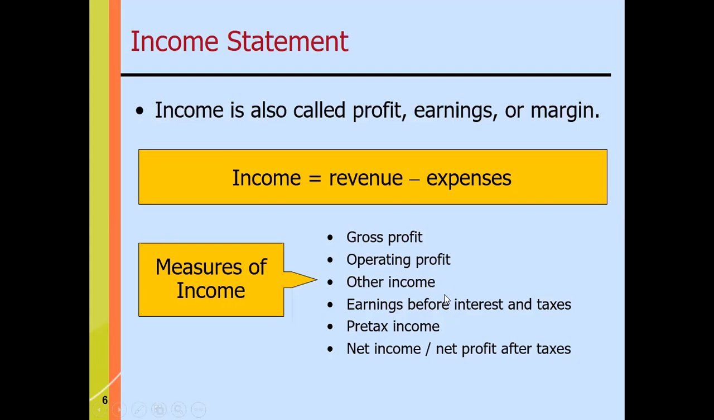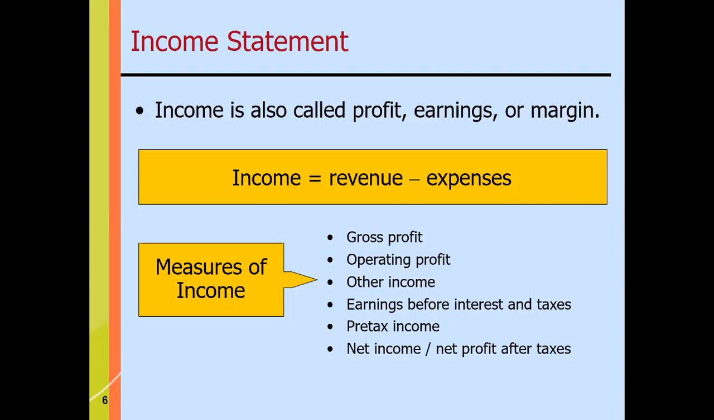Other income, so all other sources of income for the company. For example, if the entity is an educational institution, the sources of income would be tuition fees from students, examination fees, documentation fees, or when they ask for documents from the educational institution, they're going to pay their fees accordingly. So that's other income.